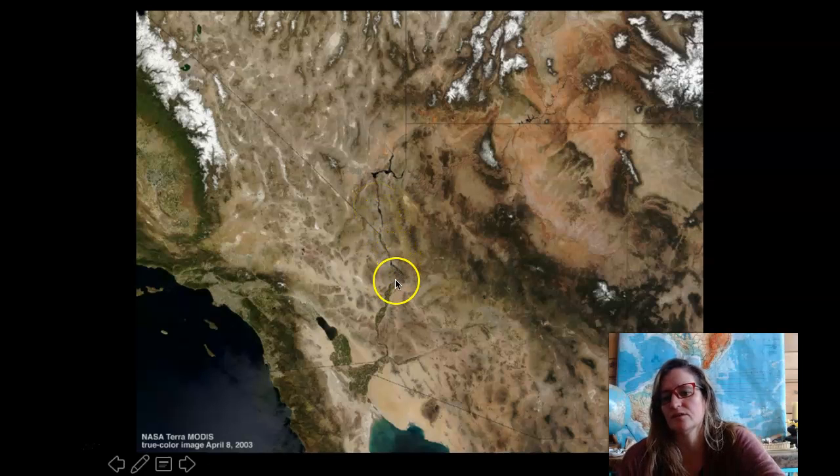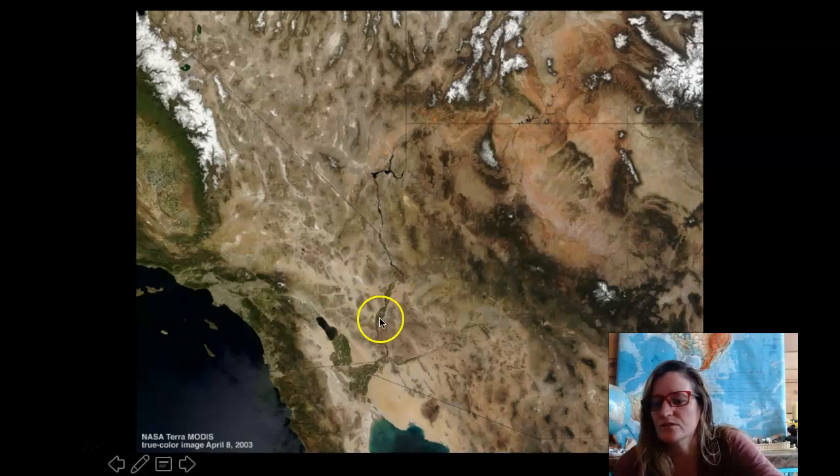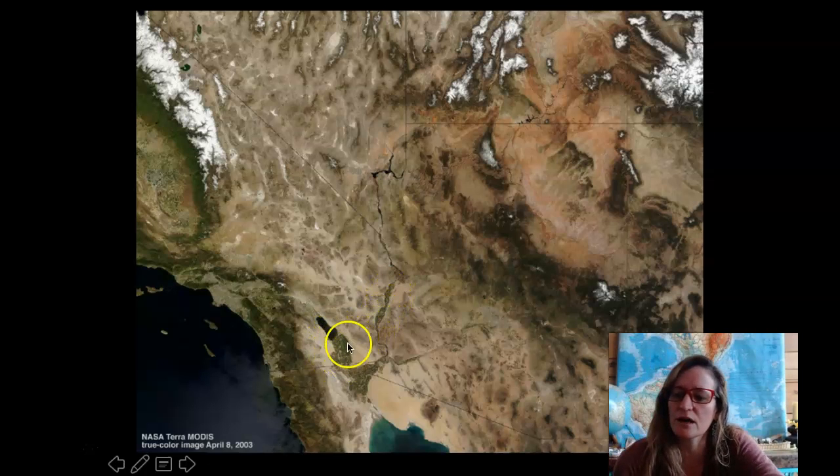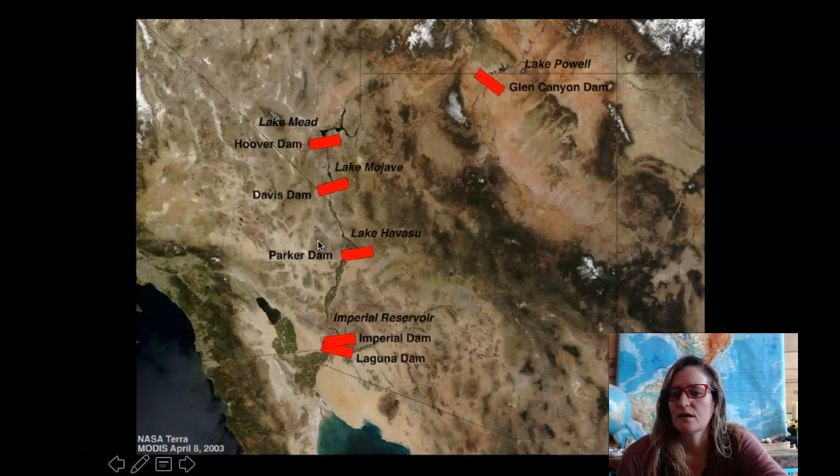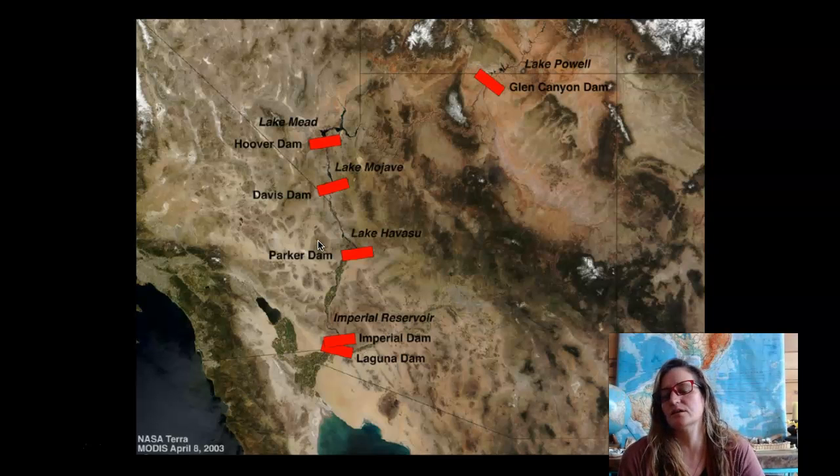And then starting here is where we start to get irrigation. These green lobes here are the fields of agriculture. Here's the Salton Sea, more agriculture, and then just below the border, more agriculture. So we look at it zoomed in, and those are the dams. The first one there is the Glen Canyon Dam at Lake Powell, right around the border. And then Hoover Dam, Davis Dam, Parker Dam, the Imperial Dam, the Laguna Dam. The Imperial and the Laguna are specific to that irrigation around the Salton Sea.